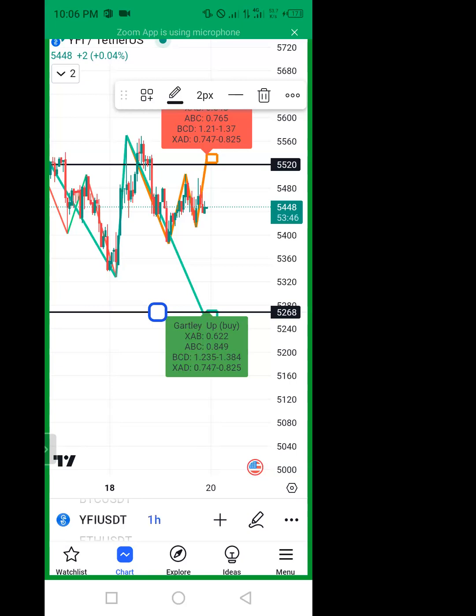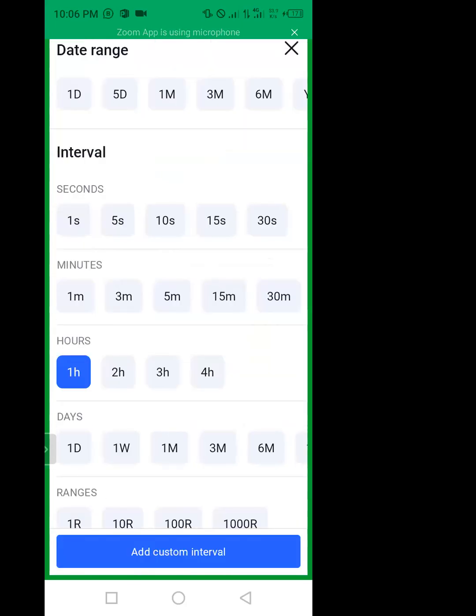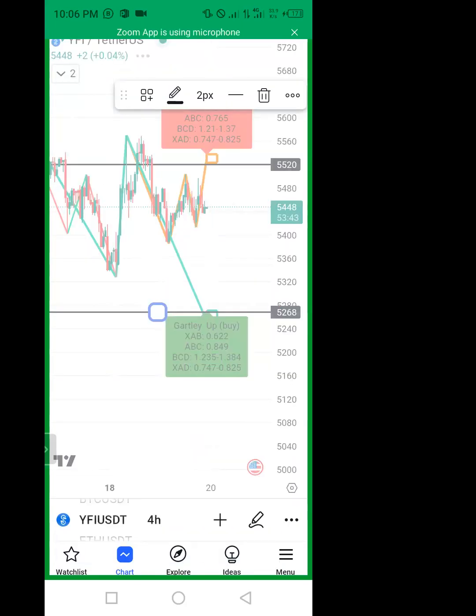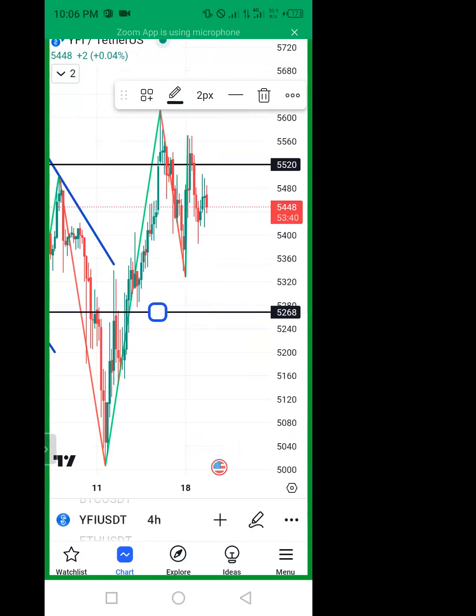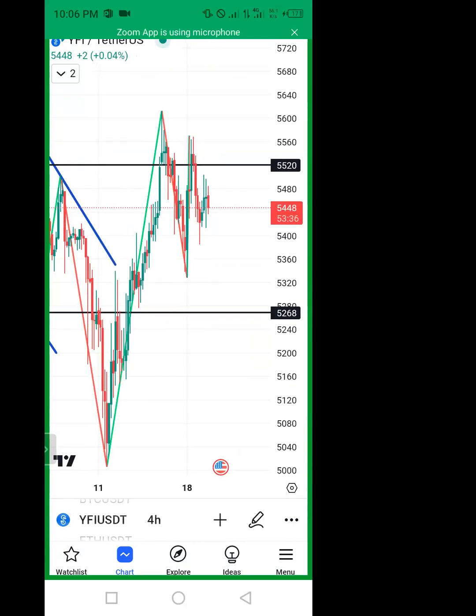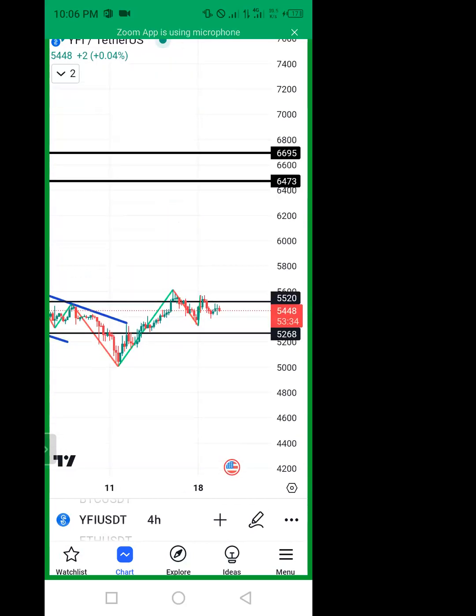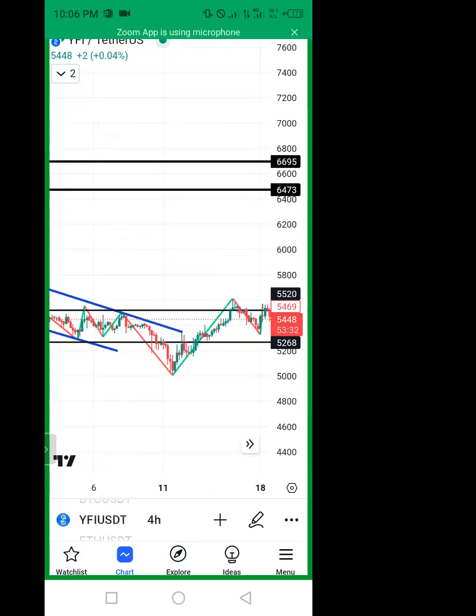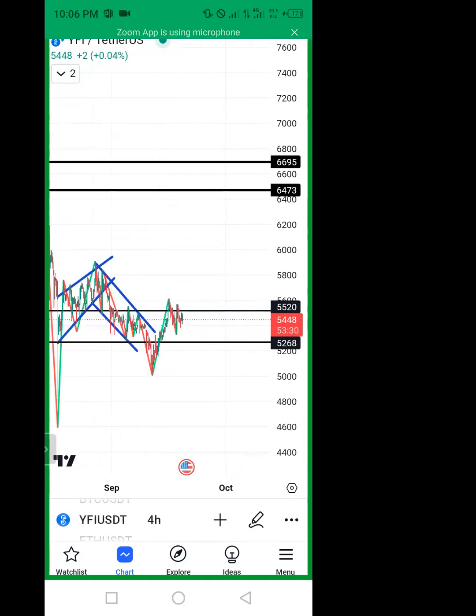Let us check and see 4 hours. Is it there? In the 4 hours, it is not there, but in the 1 hour, it is there. In 30 minutes, it is there. Meaning, it will get there, but we don't know which time.